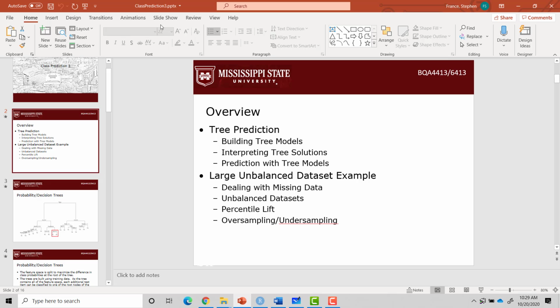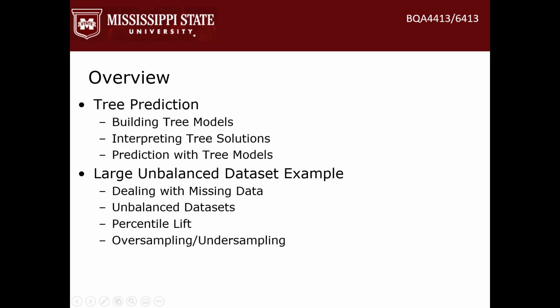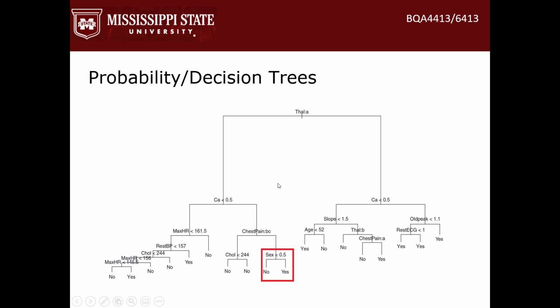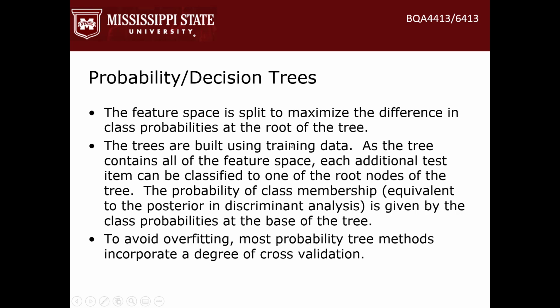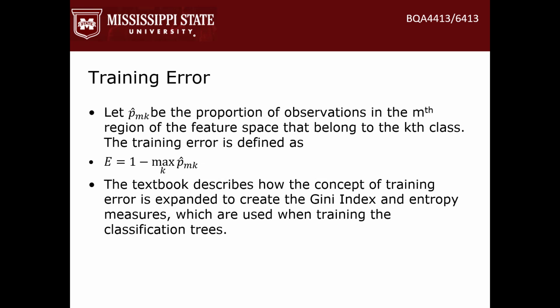Okay, so I actually put together a few slides for this on tree prediction. This is an example from the textbook of a tree for heart disease, and you can see here things like heart rate, chest pain, cholesterol. We've got age, things like that. We've got ECG, and all of these are used to build the tree. And as I said, you build the tree on the training data set, then it's used to predict on the test data set. And we have to avoid overfitting.